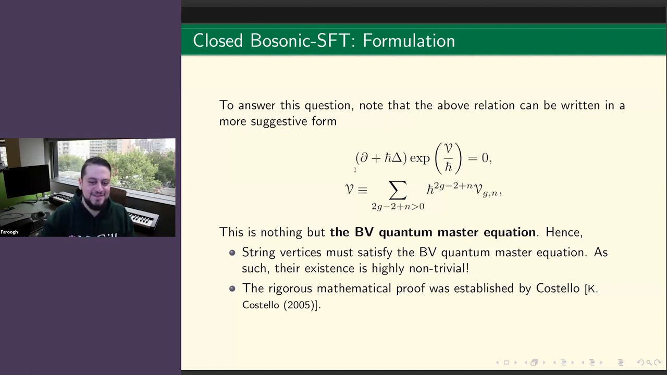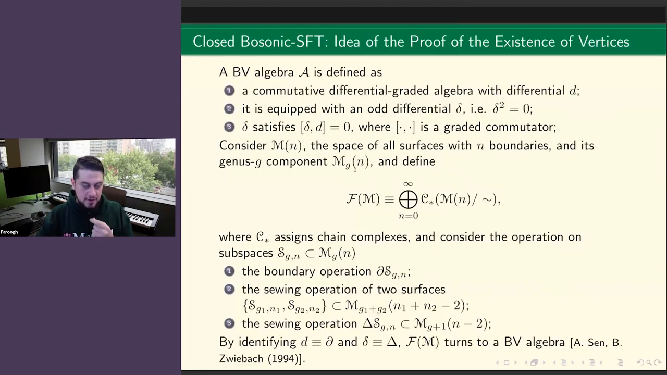I will explain in which algebra this BV quantum master equation should be satisfied. A rigorous mathematical proof was established by Costello, which I will just very briefly go through, to give an idea for the later part where Yehao gives the details for the super case. A BV algebra is an algebra with a differential, which is an odd differential, meaning that it squares to zero, and it anti-commutes with the graded commutator of the algebra.